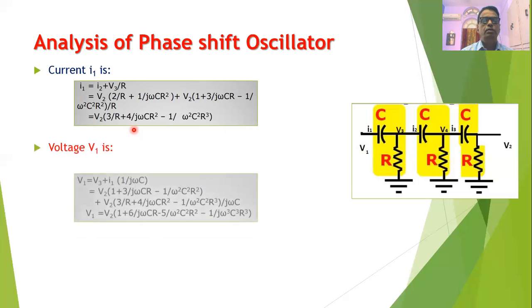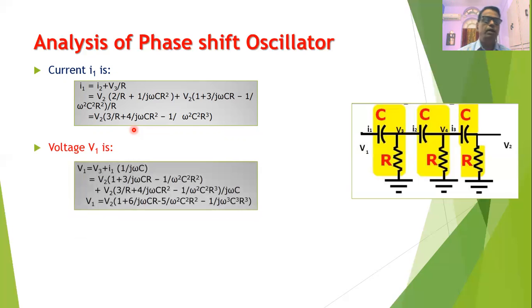Now we can obtain the expression for the input voltage V1. V1 can be written as V3 plus I1 into 1 upon j omega C. Therefore, now we will substitute the value of V3 and I1. So we can rewrite the equation for V1 as V2 in the bracket 1 plus 3 upon j omega CR minus 1 upon omega square C square R square, plus V2 in the bracket 3 upon R plus 4 upon j omega CR square minus 1 upon omega square C square R cube, upon j omega C.